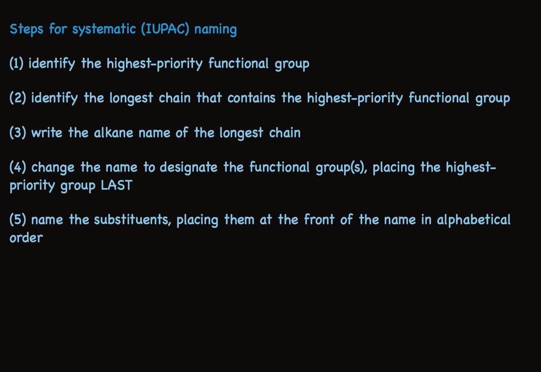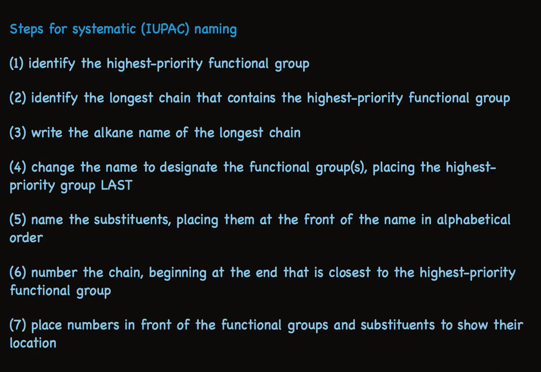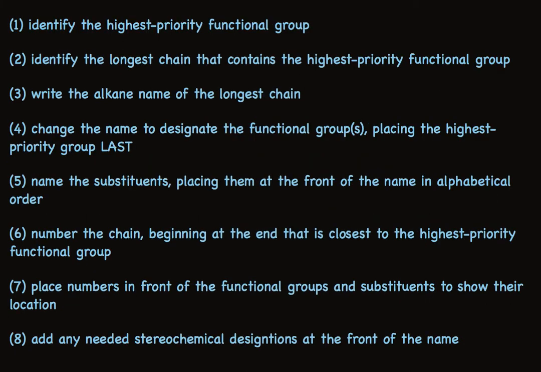Beyond that, you need to identify and name all of the substituents that are attached to the chain and place them in alphabetical order in front of the root name that you've already constructed. Then you'll number the chain, beginning at the end that's closest to the highest priority functional group. And using those numbers, you'll assign the numbers of each substituent and place those in front of the substituent names. And finally, if there are any stereochemical designations, like R and S or E and Z, they need to be put out in front of the name itself in parentheses. Let me apply these steps to some carboxylic acids as examples for naming using the IUPAC system.